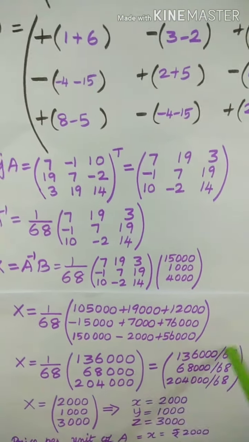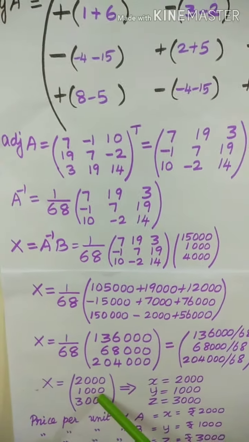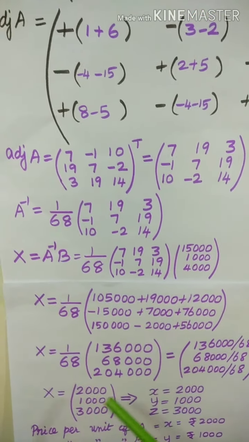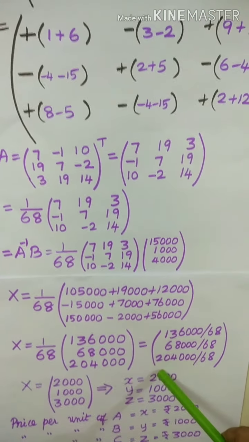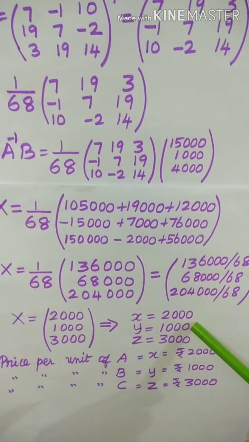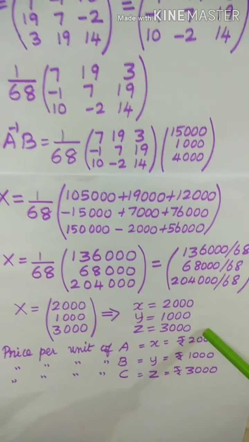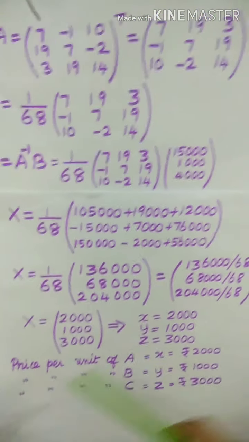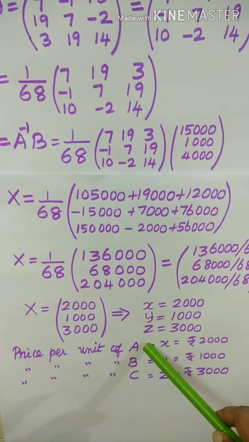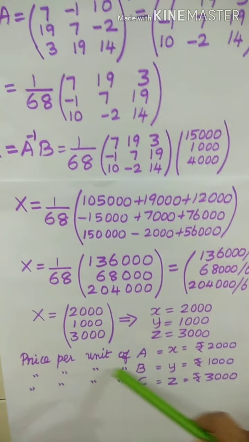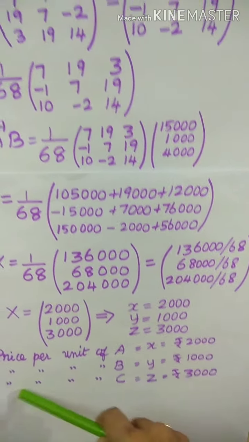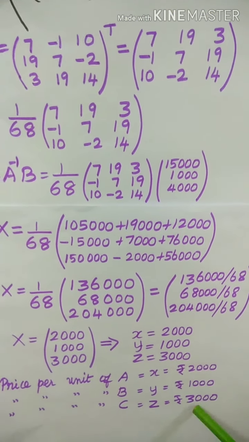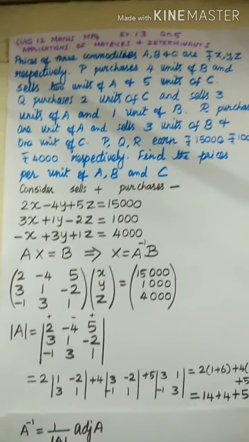matrix and I arrive at 2000, 1000, 3000. Take and write: first number represents X, second number represents Y, third number represents Z, and X, Y, Z are nothing but price per unit of A, price per unit of B, and price per unit of C. Take and write the required answer, and this is the answer for the given word problem.